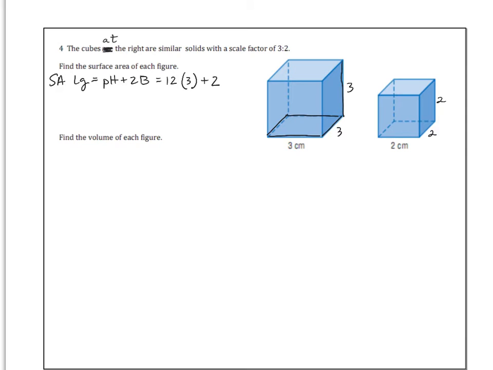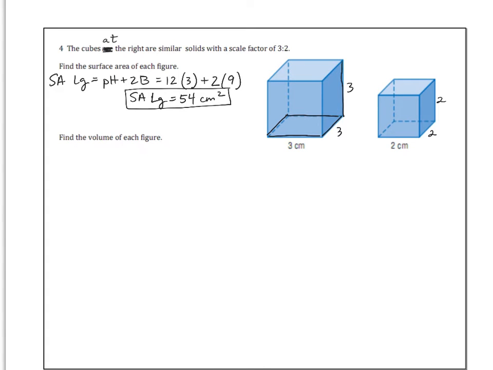Then it's plus 2. And now think about base area. The base is the bottom and it's 3 by 3. So 3 times 3 is 9. So the surface area of the large cube, if we add that and simplify that, I think we get 36 plus 18, which is 54, and it would be centimeters squared for surface area. So there's the surface area of the large cube.